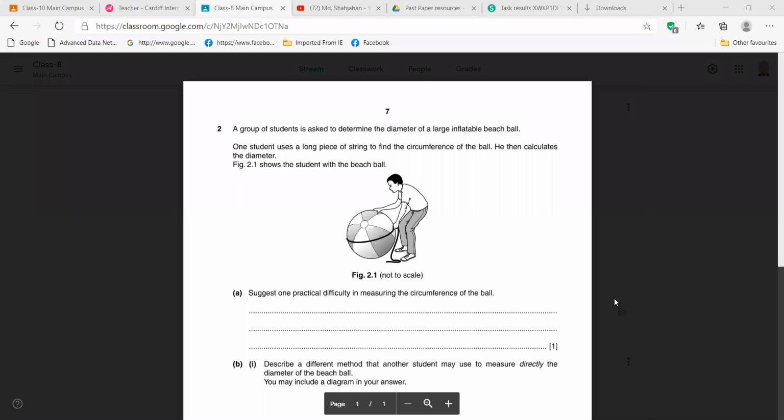Inflatable beach ball. One student uses a long piece of string to find the circumference of the ball. He then calculates the diameter. Figure 2.1 shows the student with the ball. Now question 1: Suggest one practical difficulty in measuring the circumference of the ball.